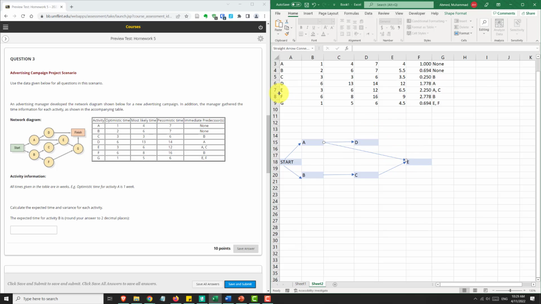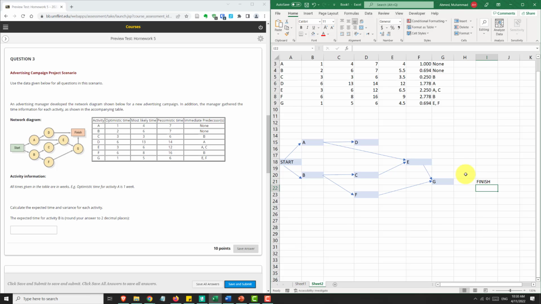And then F depends on B. So we can put F maybe down here. F depends on B. What else? G depends on E and F, so we could put G here. E and F lead to G, and then that's it. Then you get to finish.